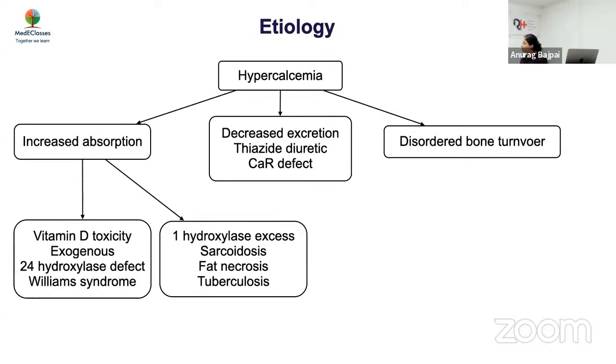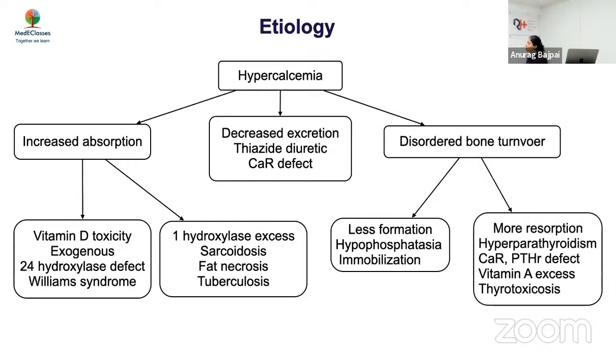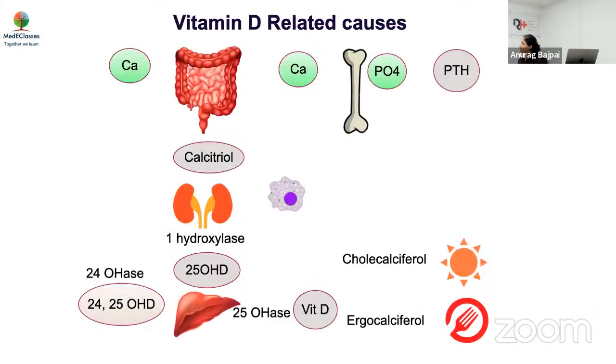Moving on, the third cause of hypercalcemia is a disordered bone turnover. Now, it could again be of two types. Either there is less formation, as may be seen with hypophosphatasia or immobilization, or it could be because of increased resorption, as can be seen with hyperparathyroidism, calcium sensing receptor defect, PTH-related peptide defect, vitamin A excess and thyrotoxicosis, as we've already discussed.